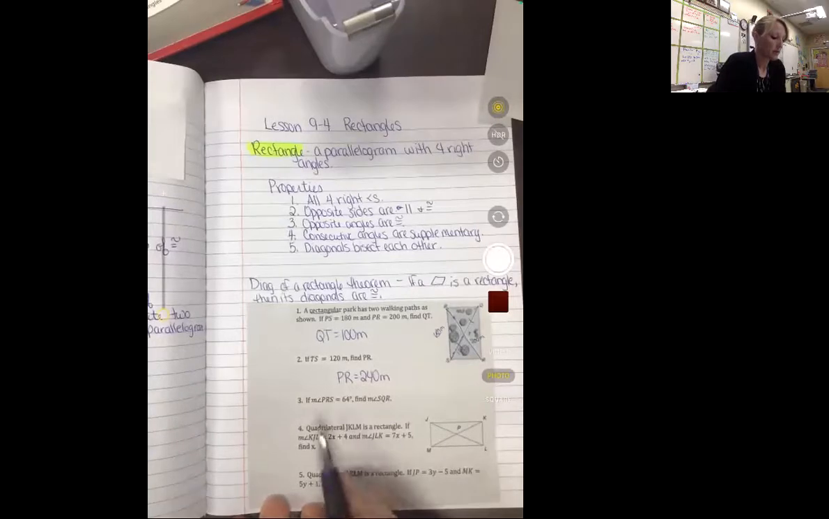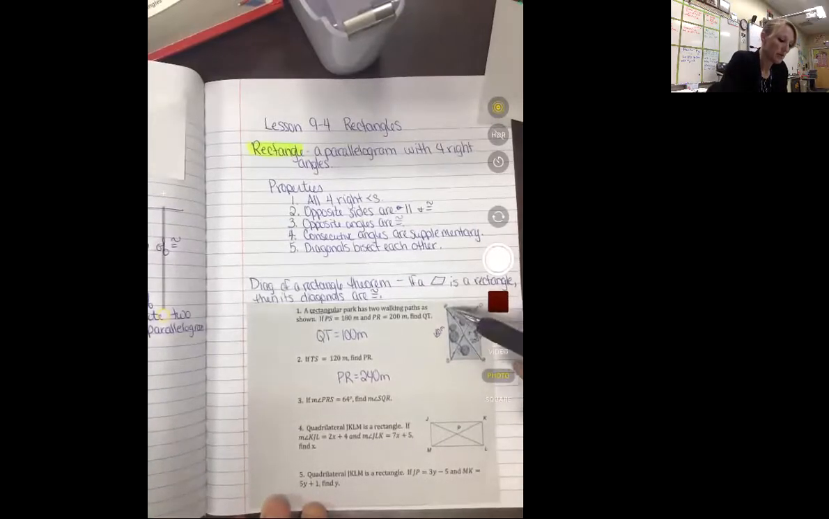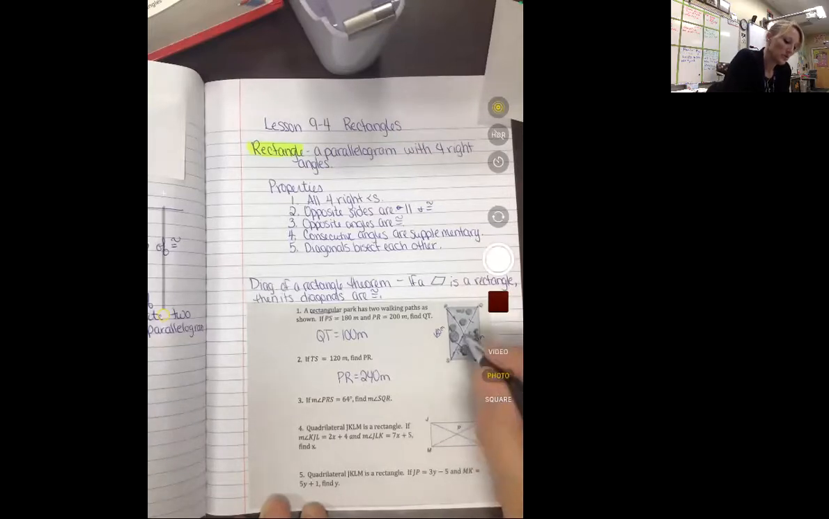And if the measure of angle PRS is 64 degrees, find the measure of angle SQR. So this is where the congruent triangles come in. We know that if this is congruent to this, and this whole thing is congruent, then this has to be congruent to this. So this is going to create an isosceles triangle.